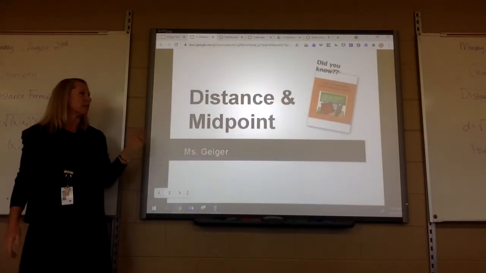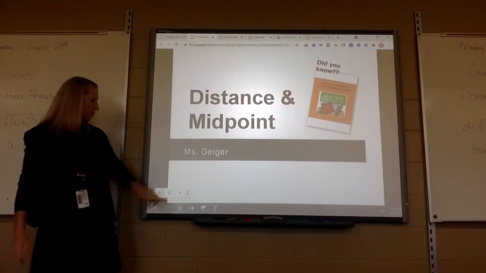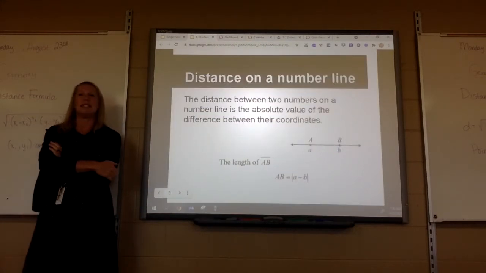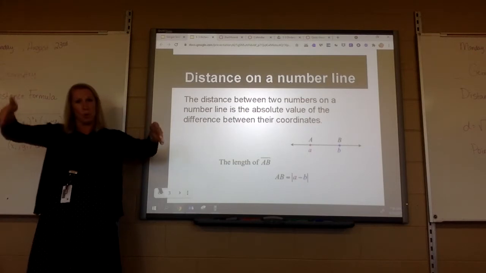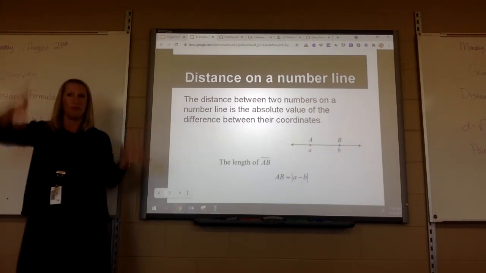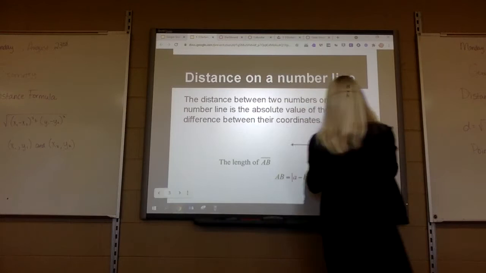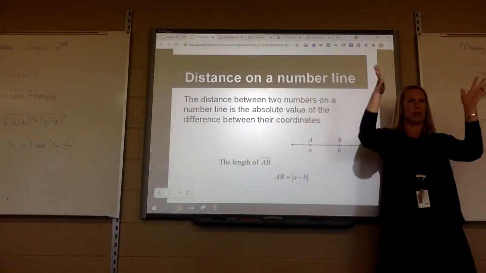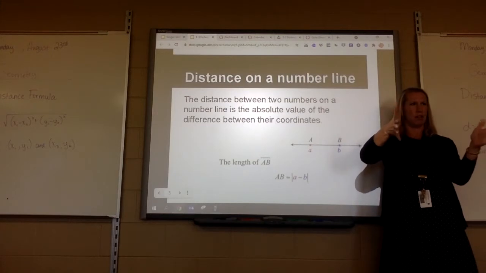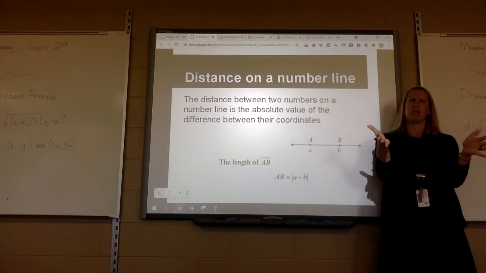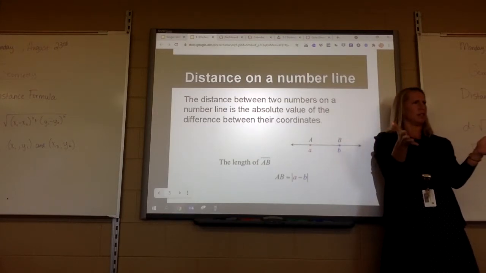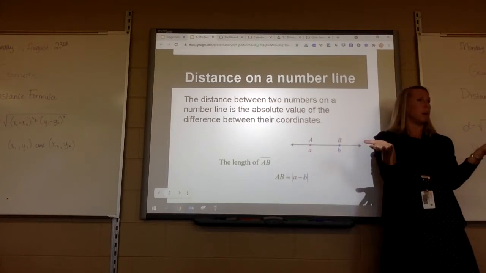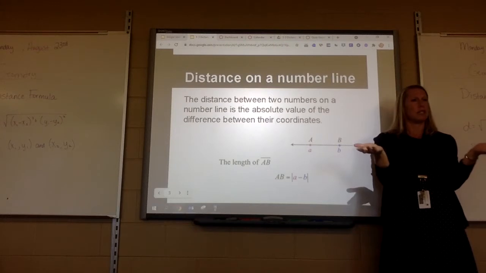So distance formula today, and then we'll get into midpoint later in the week. The distance between 2 points is the absolute value of the difference between those numbers. Why do you think it would be absolute value? Do you know what absolute value is? Do you remember, Harrison? It's just like the number. It's always positive. Why would distance always be positive?